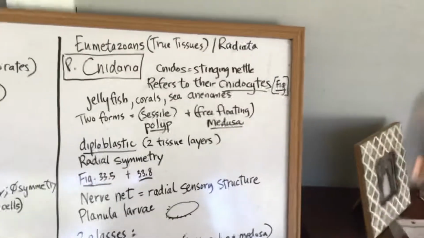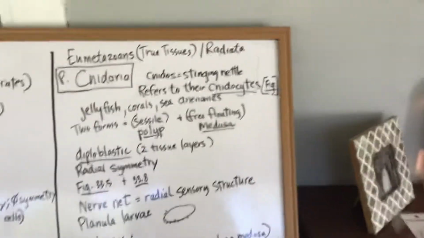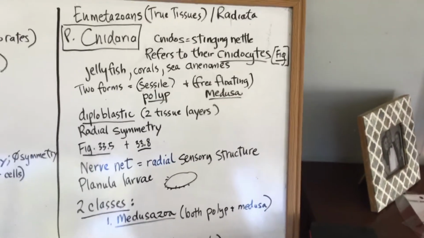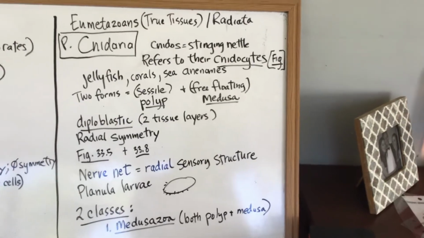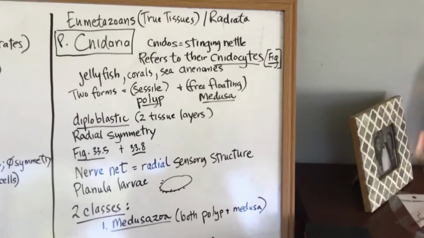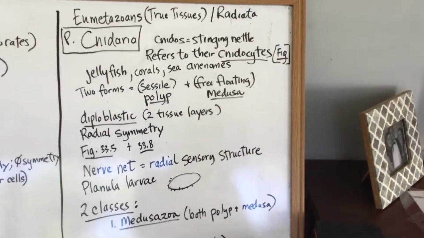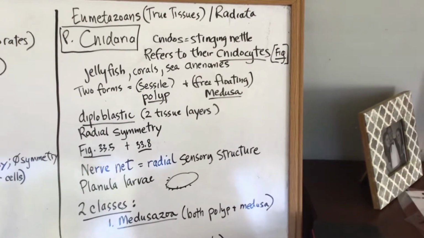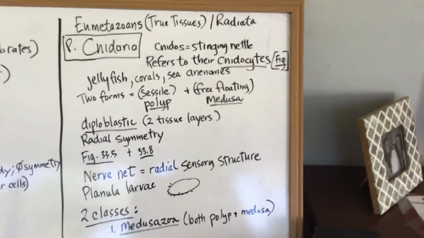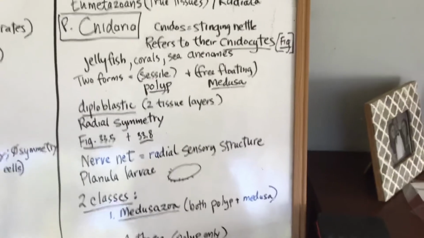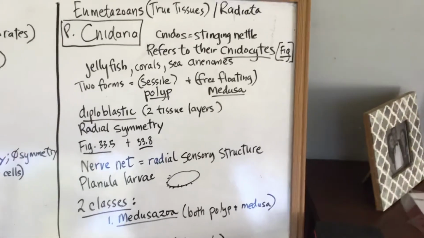Okay, so the next group is called Eumetazoa. So this is, again, the big, large group that contains all the other organisms or all the other animals that we're going to talk about. These guys all have true tissues, and the first group of them are also in a larger group called Radiata, meaning they have radial symmetry. So the first phylum here, Cnidaria, has radial symmetry.